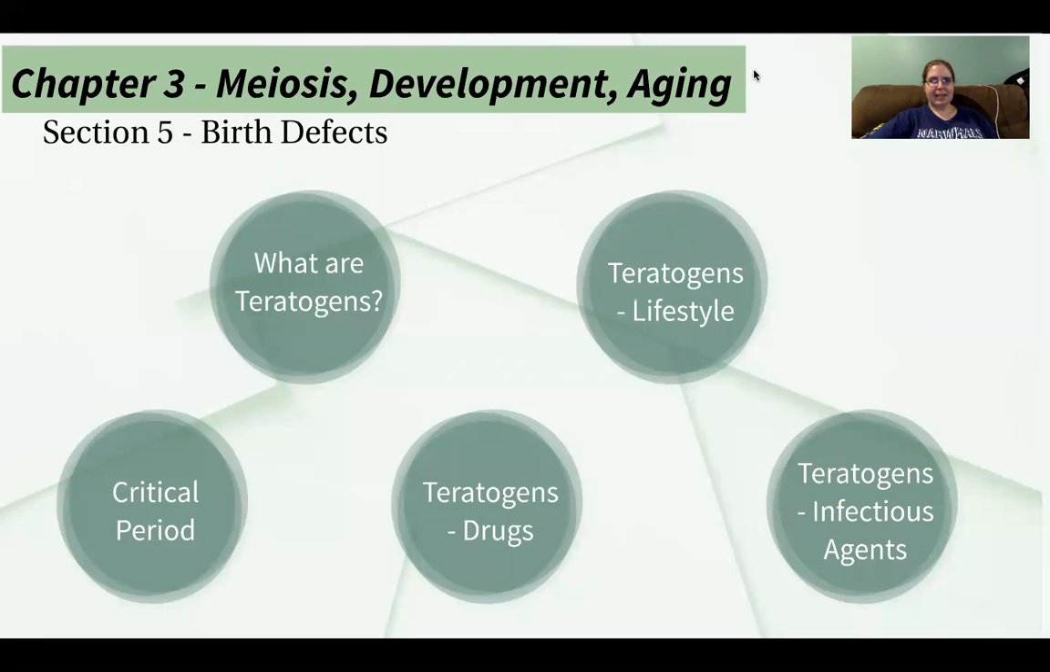Hey guys, welcome back. We're still in chapter 3. I know it's kind of our longest chapter. So chapter 3, meiosis, development and aging, and we are moving on to section 5, which is about birth defects. We're going to start by talking about something called the critical period. So if you guys are ready, let's get going.